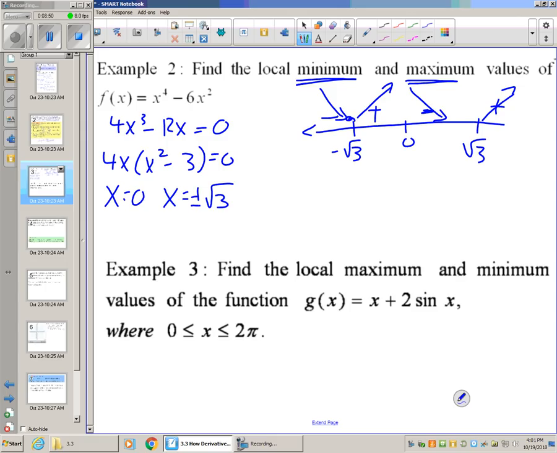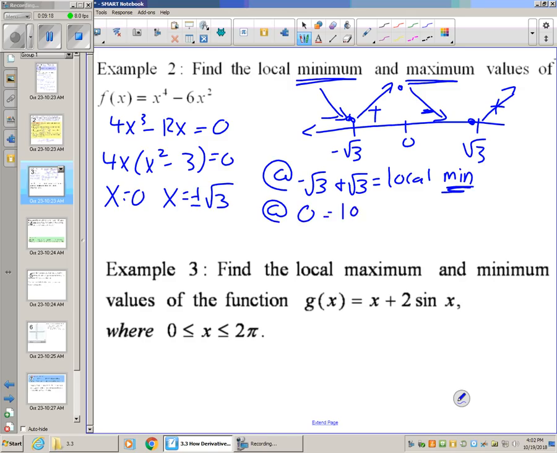I think drawing these slopes can help you easily see what kind you have. So at negative square root of 3 and positive square root of 3, we have a local minimum, because our slopes are going from negative to positive for both of those. And at 0, we have a local max because our slopes are going from positive to negative. It makes that hump, it makes that shape.